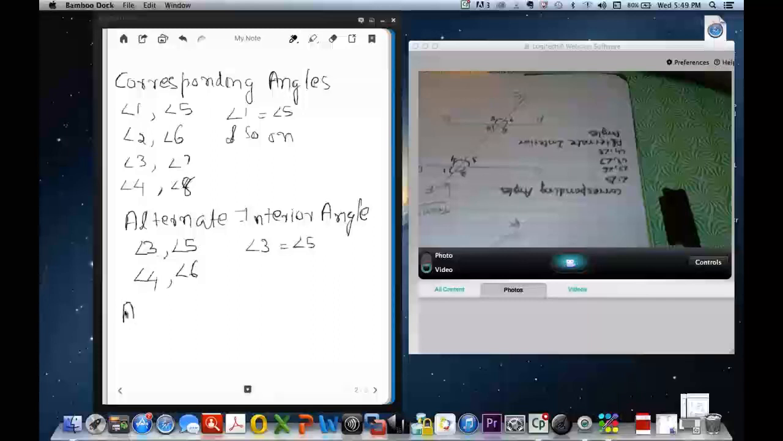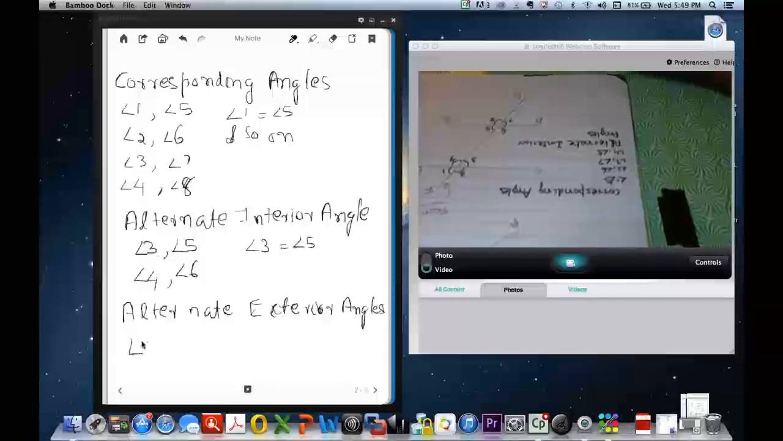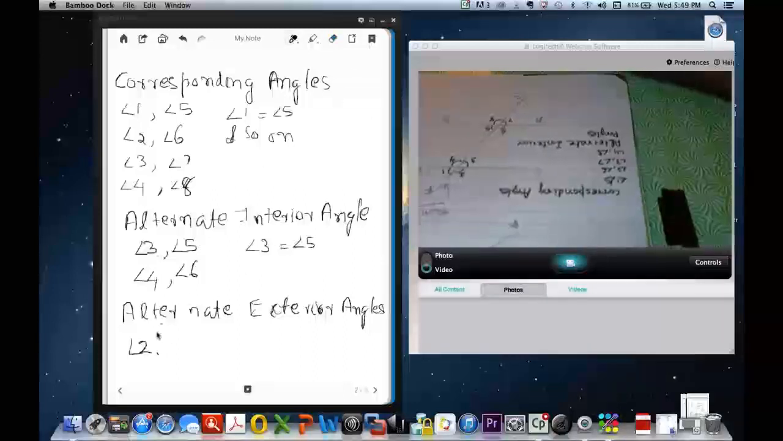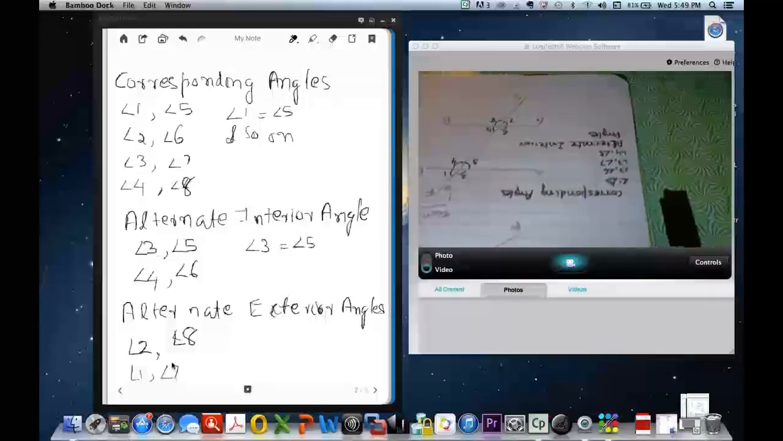So alternate exterior angles are angle 2 and angle 8, right? And angle 1 and angle 7. So they are alternate exterior angles.